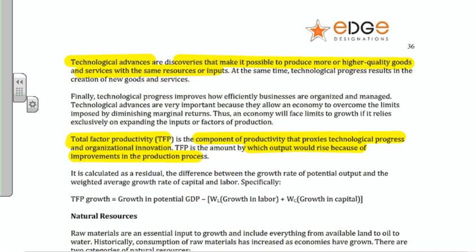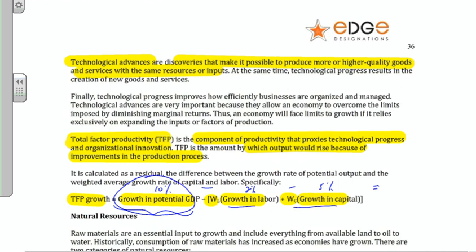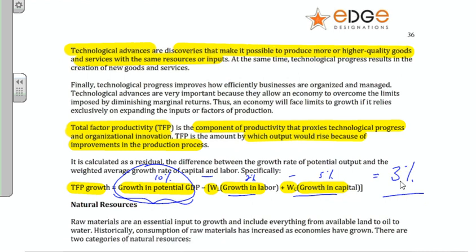How do we calculate this? TFP growth is the growth in potential GDP less labor and capital in their correct weightings, because those stay the same. So if my potential GDP has gone up by, say, 10%, and labor contributed 2% and capital 5%, we subtract those and see that of the growth in GDP, 2% was from labor and 5% was from capital. The balance must then have come from total factor productivity, or technology.